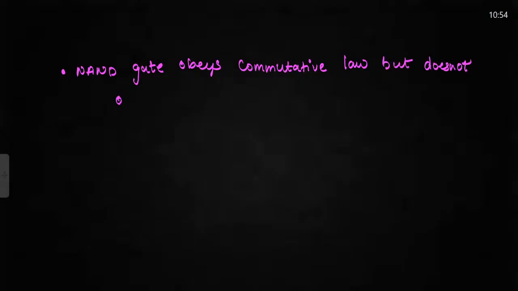NAND gate obeys commutative law, but does not obey associative law. So that is the derivation that we can draw from the commutative and associative laws.